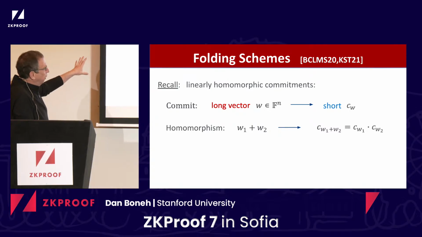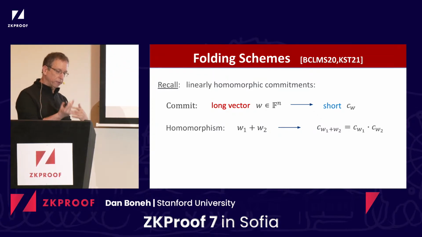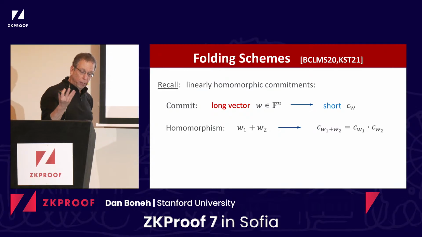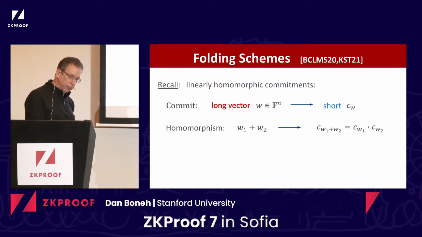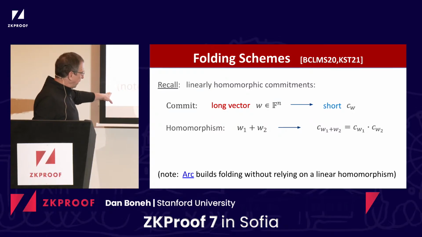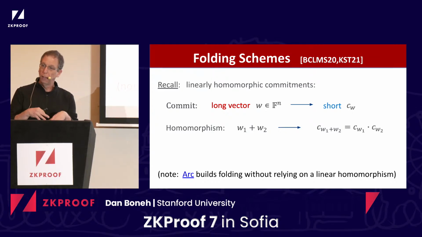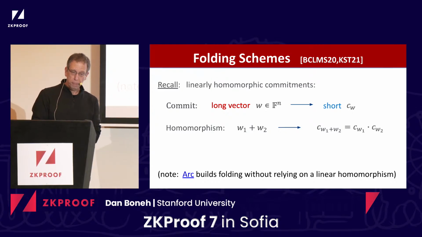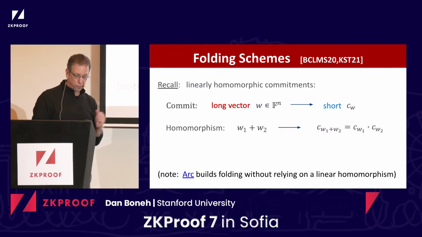I think everybody here knows what a linear homomorphic commitment is. I'll just say, given a vector, we commit to this vector, and the homomorphism basically says that given two commitments to two vectors, it's quite easy to build a commitment to their sum. Okay, so those are linearly homomorphic commitments. It turns out, again, this ARC system that I mentioned before actually is able to do folding without linearly homomorphic commitments, but we're not going to talk about that here. Here we're going to focus on proof systems that use linear homomorphisms.